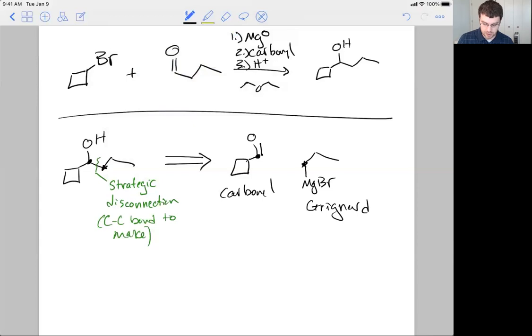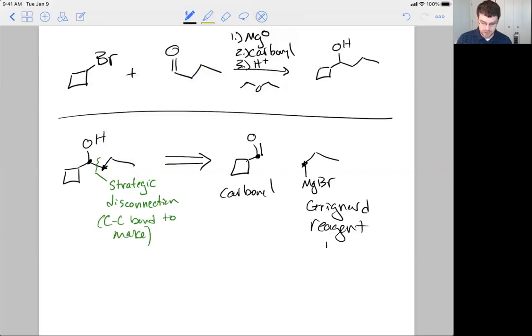I cut the molecule in half along the bond that I wanted to make. Okay, I delete that bond because I'm going to make it as the last step, so I don't have it in my starting materials. I deleted the bond. I have 2 halves of my molecule. The half with the oxygen is always the carbonyl. The half without the oxygen is always the Grignard reagent.